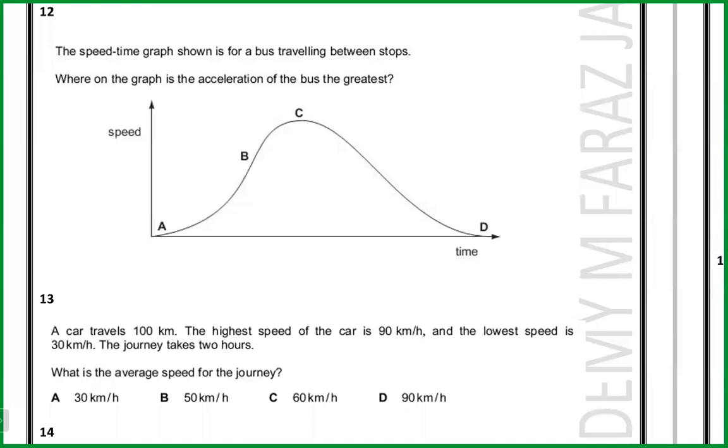What about question number 13? A car travels 100 kilometers. The highest speed of the car is 90 kilometers per hour, and the slowest speed is 30 kilometers per hour. The journey takes 2 hours. What is the average speed for the journey?